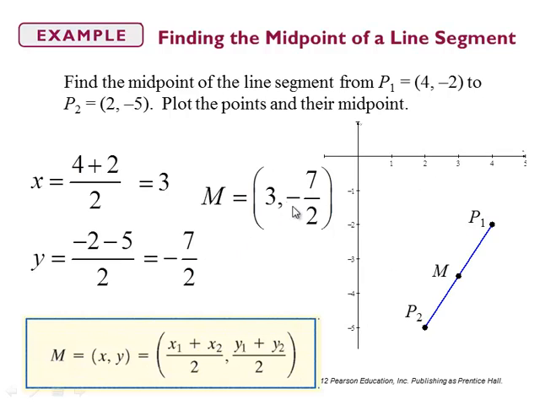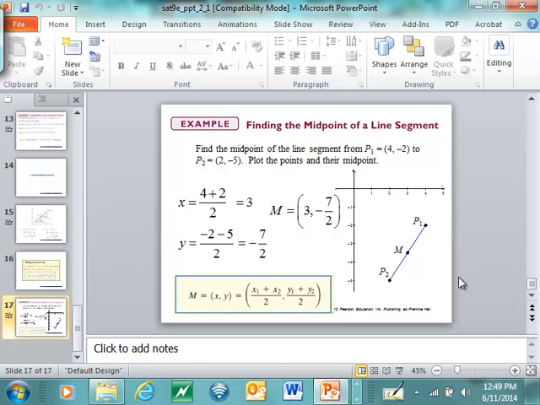We're going to go ahead and plot all 3 points. Here's P1 at (4, -2), and then here's P2 at (2, -5), and then the midpoint is at (3, -7/2). So here's x-coordinate 3, y-coordinate -3.5, which is -7/2. Okay? So now we know how to find the midpoint between 2 points. So in this lesson, we talked about how to find the distance between 2 points on the plane, and also how to find the midpoint.